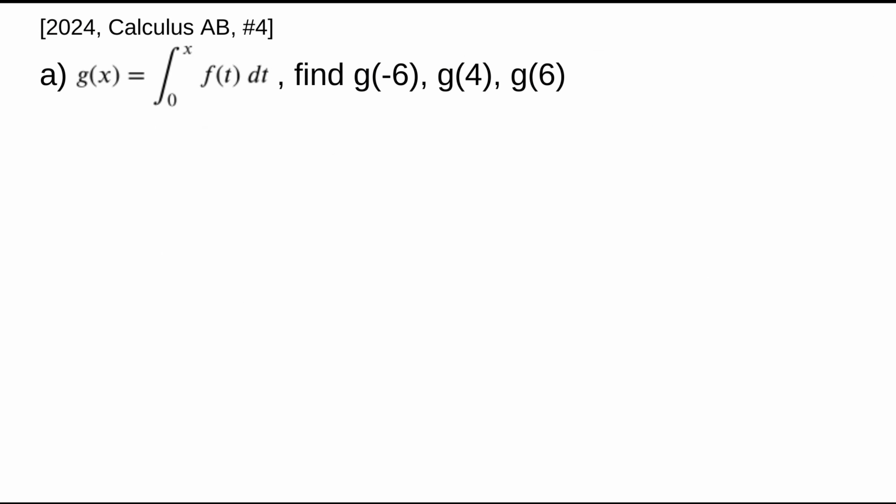In part A of the question, we define a function g of x to be the integral from 0 to x of f of t dt. The graph f is the graph shown in the question stem. And we are asked to find g of -6, g of 4, and g of 6.